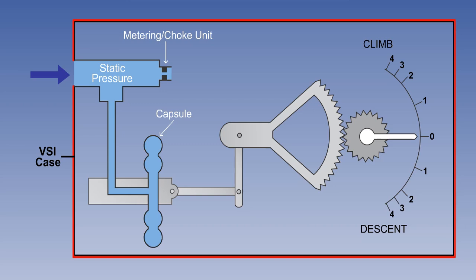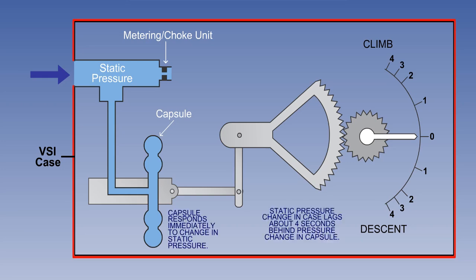However, the static pressure will change as altitude changes. Any change will be sensed immediately by the capsule, but the static pressure change in the instrument case will be much slower because of the restrictive choke. This causes a pressure differential, which will be maintained while the aircraft is climbing or descending. Also, the rate at which the altitude is changing will be reflected by the size of the pressure differential.